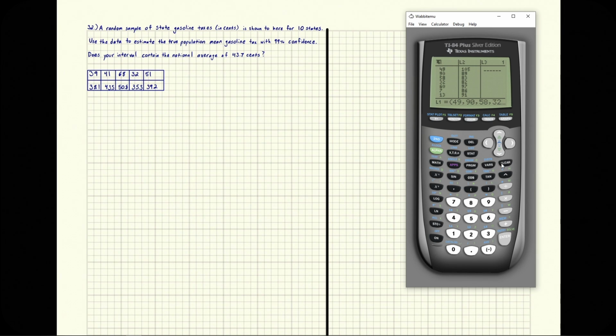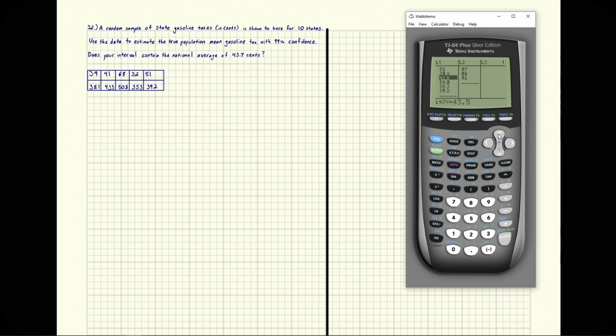So I'm going to clear it because I have stuff in mind. You highlight L1, hit clear, and then push down, and it should clear it. And we're going to go ahead and put these numbers in. So we've got 39, 41, 68, 32, 51, 38.1, 43.5, 50.8, 35.3, and 39.2.